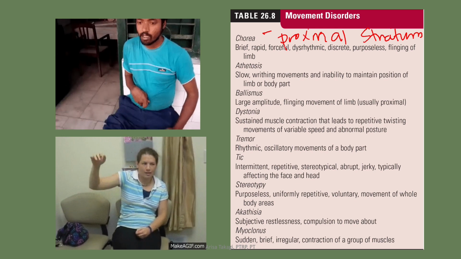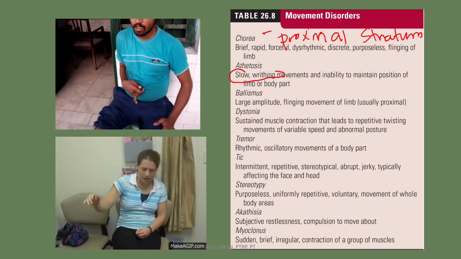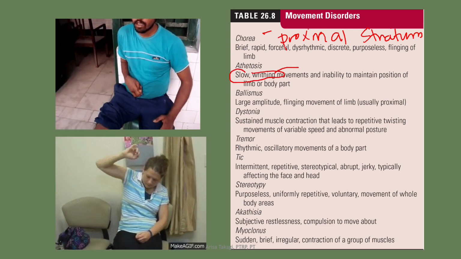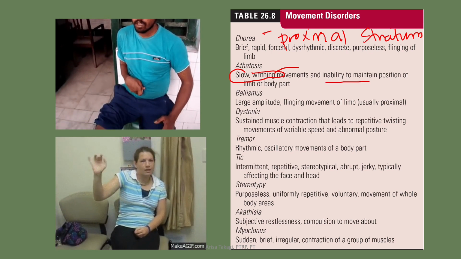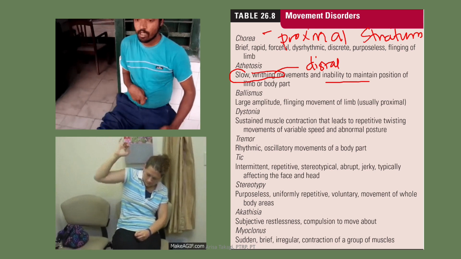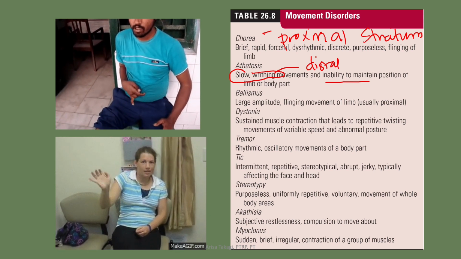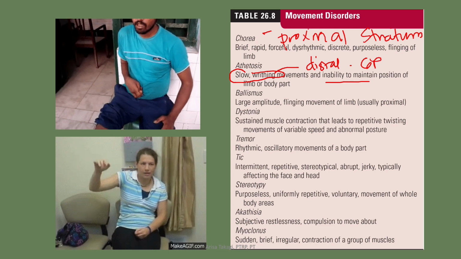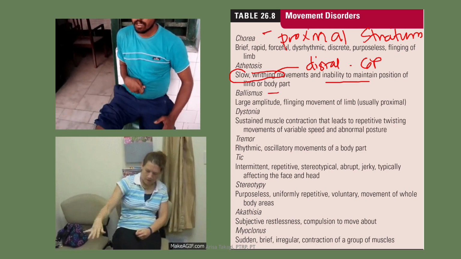Okay. Next, we have athetosis. So, slow writhing, worm-like. Inability to maintain position. Now, this one involves the distal segment more. Okay? So, this affects naman your globus pallidus.